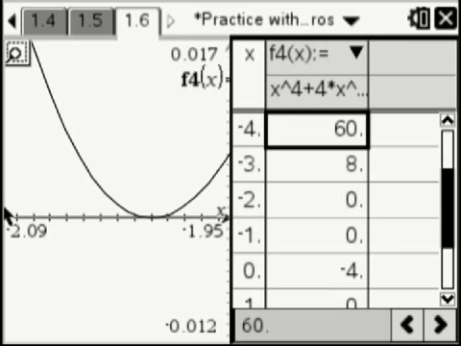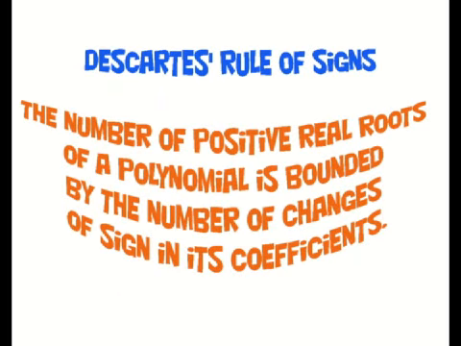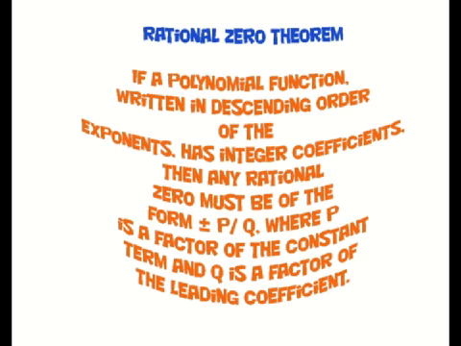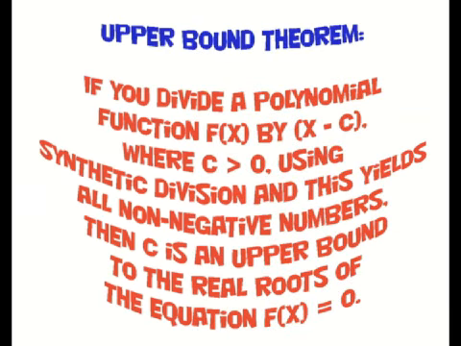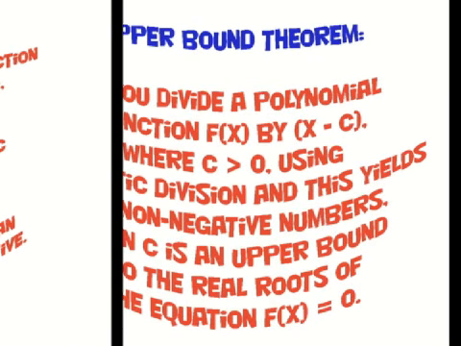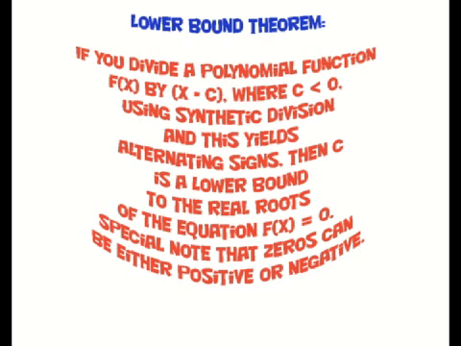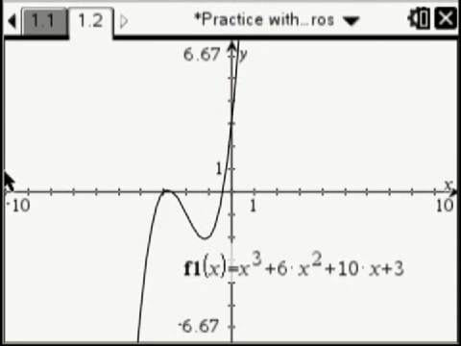So let's tie this all together now. If I have to find all the zeros of some polynomial, the first thing I'll use is Descartes' rule of signs. I'm going to use that to figure out how many positive and negative roots I have. Once I know that, I'm going to use the rational zero theorem to make a complete list of all the possibilities I have. Then I'm going to use synthetic division on each one. If the last row is all positive numbers, I found an upper bound. If they alternate in signs, I found a lower bound. And using all these tools, I can find the zeros or factors of any polynomial.